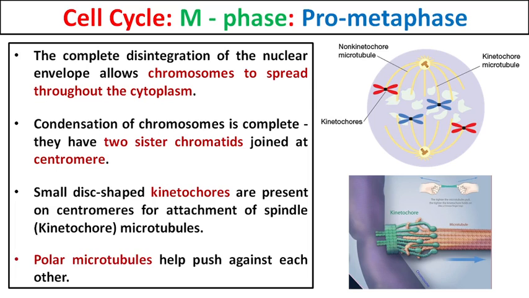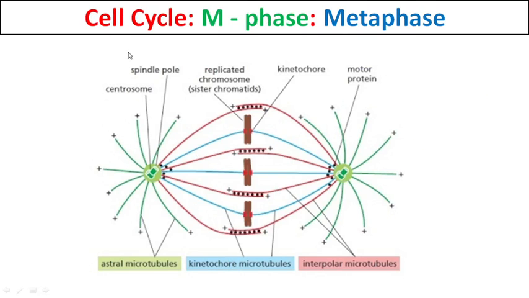Then there are polar microtubules which help push against each other. To understand this better, let me show you this diagram. Here you can see there are three kinds of microtubules.